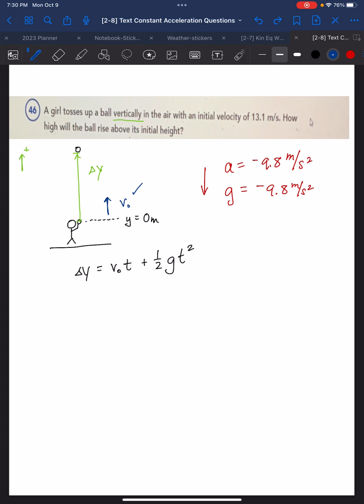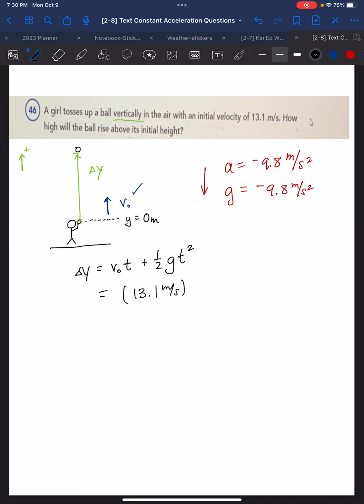It's super easy to forget. I think that this is pretty straightforward. I think I'm ready just to plug some numbers in. Or, as they say in math classes, evaluate the relationship. Initial velocity is positive 13.1 meters per second. And the time, wait a second, we don't know the time at all.